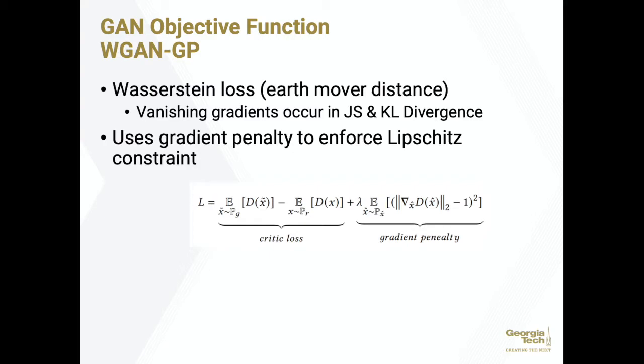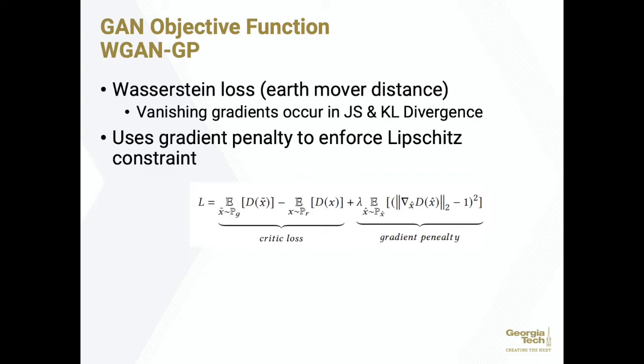Other GAN objective functions, such as KL divergence and JS divergence, can suffer from vanishing gradients when the generated and real distributions are more disjoint. This can lead to the gradients of divergence being close to zero, which would cause the generator to learn nothing during gradient descent. This is combated by the Wasserstein loss function, which is based on Earth mover distance.